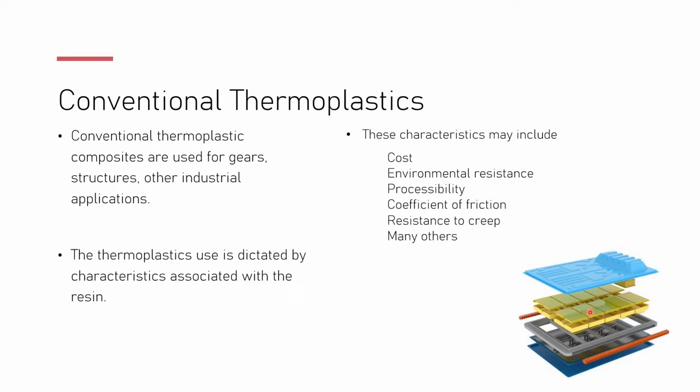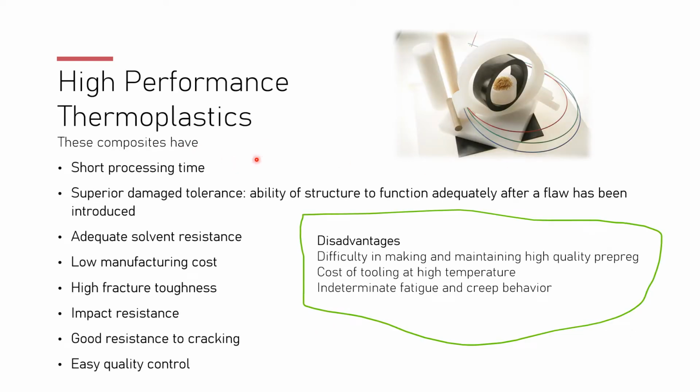So here are example pictures of your conventional thermoplastic. High performance thermoplastic, see how strong they look. So these composites have short processing time and superior damage tolerance. Damage tolerance is nothing but the ability of these materials to function adequately after a flaw has been introduced. So even if they have damage or injury, they can function without changing their properties. So they can resist flaw or damage.